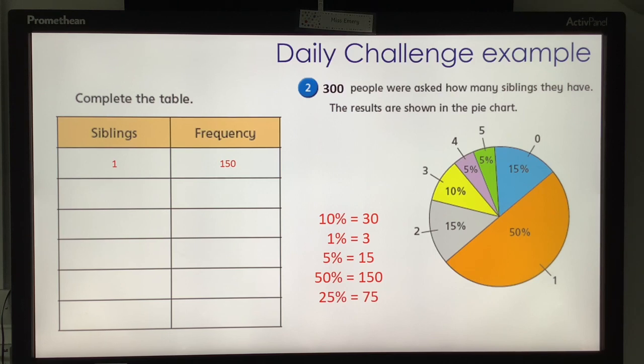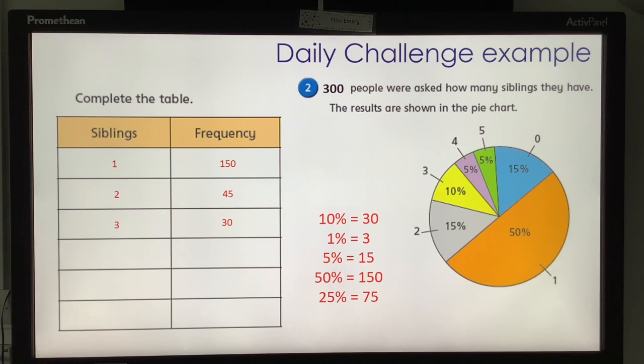So the next one that I could look at is 2 siblings. And 2 siblings is 15%. So I know that 15% is 10%, add 5%. So I know that that is 45 children. The next one, number 3, is 10%. And because I did my bubble, I already know that 10% of 300 is 30. So I'm able to put in the amounts for 1 sibling, 2 siblings and 3 siblings.